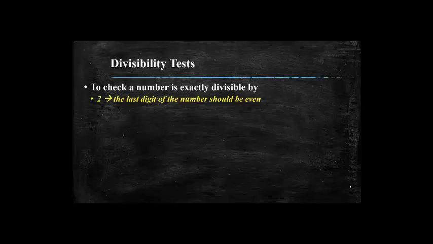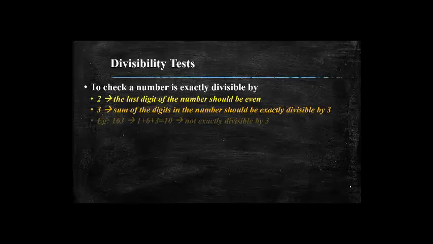In order to check a number is exactly divisible by 3, we have to sum the digits in the number, and that sum should be exactly divisible by 3. For example, if I have the number 163, I sum up the individual digits 1, 6 and 3, so the sum is 10. And you know that 10 is not exactly divisible by 3. Now let's take another example, 135. Summing up the individual digits 1, 3 and 5 gives me 9. So 9 is exactly divisible by 3 here, right?